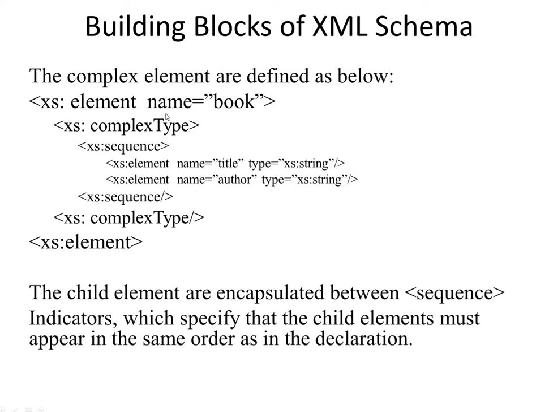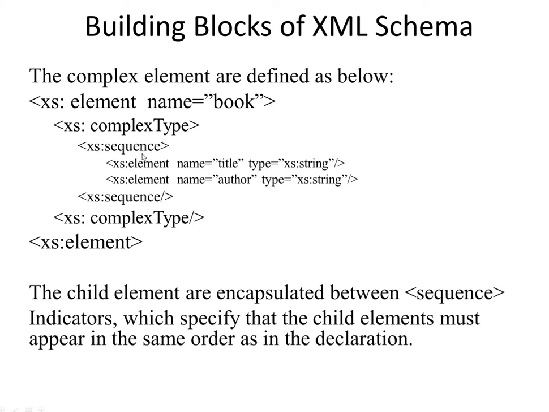In a schema definition, you can declare a complex element like this. The element name is book, and its data type is not declared because I am not going to store any text value for this book element. This book is a complex type element, so on the next line, you have to write a tag like xs:complexType.